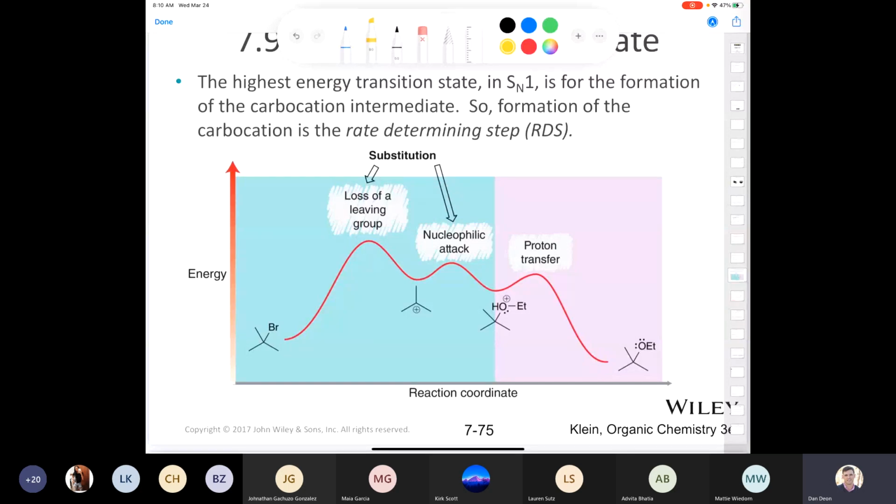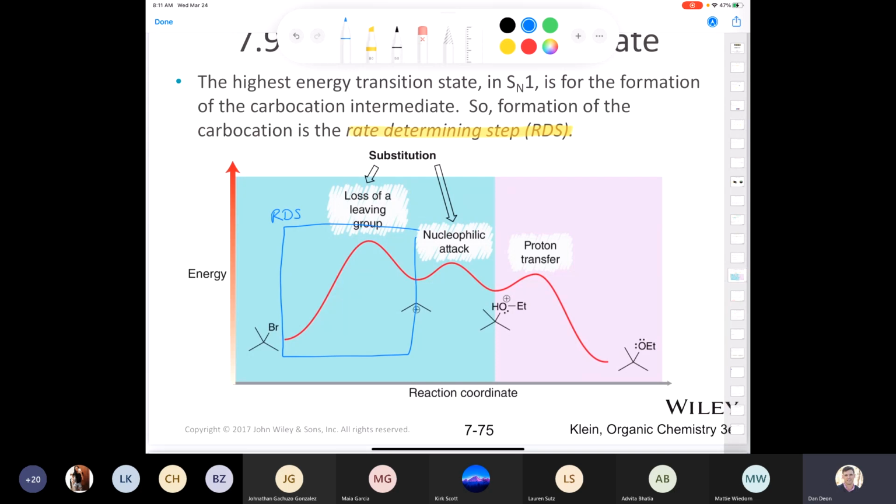Now, if we look at the reaction coordinate diagram, you see we have the loss of leaving group, then we have the nucleophilic attack, and then of course the proton transfer in this case, okay? But I want you to have memorized what the rate determining step is, right? The step that determines how fast the reaction occurs. And that is the formation of the carbocation, okay? So this first step right here to produce the carbocation, that is the rate determining step, okay?